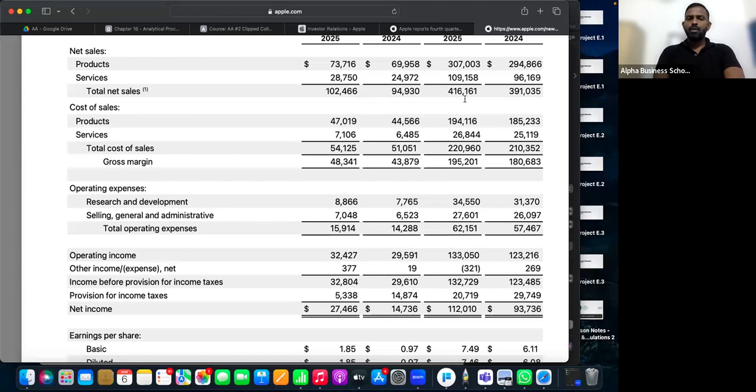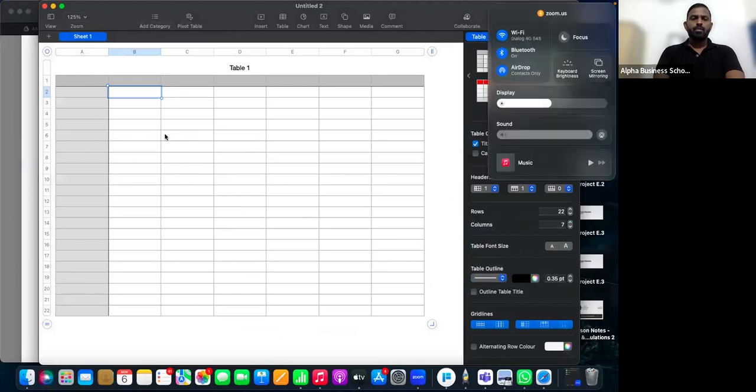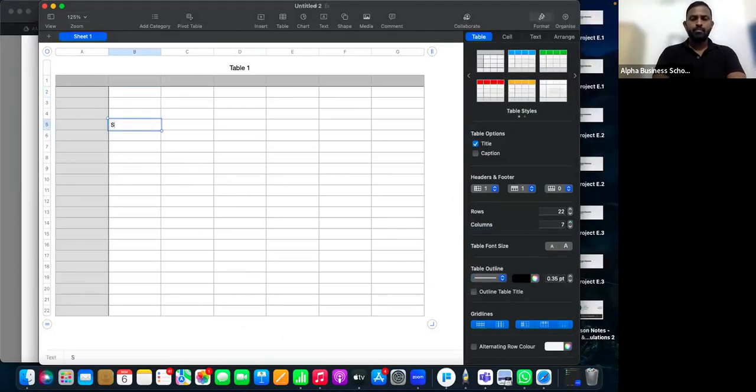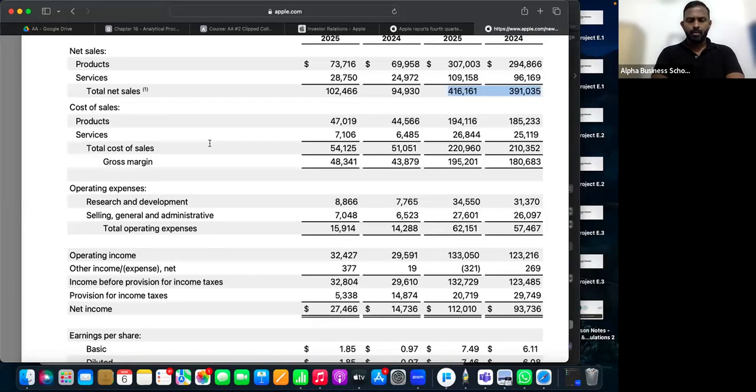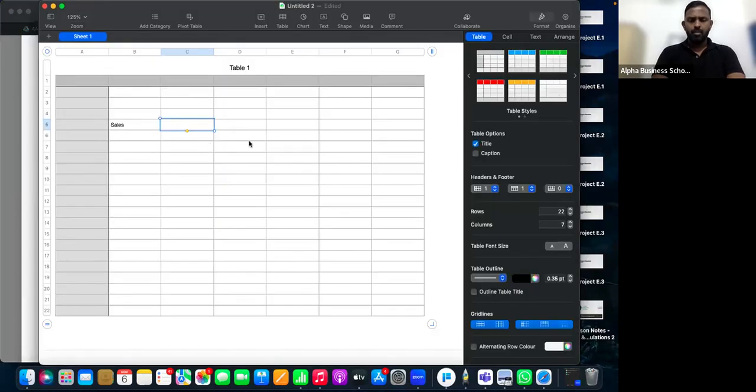So the total net sales are 416,161. Let's see if I can copy and paste directly. So we have the total sales number. No, can't copy and paste like this, I think. So I'm going to take the number separately. Okay, good. So command X and command V.